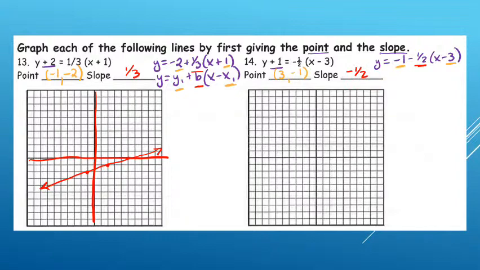So I'm going to go ahead and set up my graph again, set up my x-axis and my y-axis. And here I've got my point at 3, negative 1, so over 3, down 1. And my slope is negative 1/2, so down 1 over 2, down 1 over 2. And again, I'm going to connect that roughly. So your graph should look something like that.